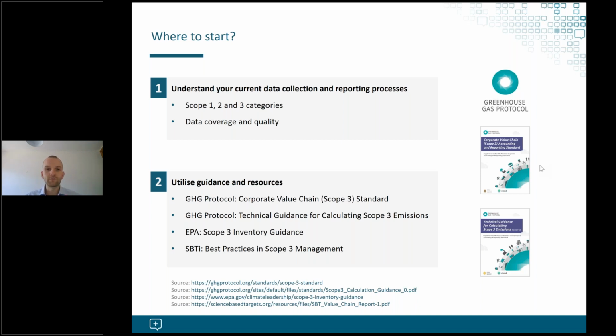Obviously, the top 2, the GHG Protocol Corporate Value Chain Scope 3 Standard, and the Technical Guidance for Calculating Scope 3 Emissions. Those are key ones, but also the Scope 3 inventory guidance from the EPA, and the best practices in Scope 3 management from SBTi, the Science Based Targets initiative. They're all very long and detailed documents, but they are super helpful. So it is definitely worth spending the time going through those, maybe just for the specific categories that you are going to be focusing on and looking at.